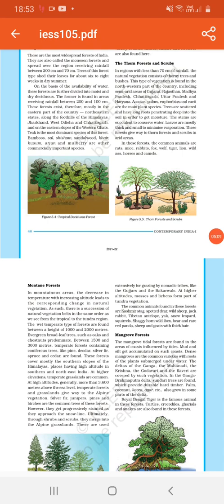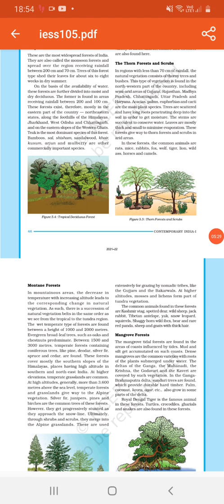The wet temperate type of forest is found between a height of 1000 to 2000 meters. And ultimately, through shrubs and scrubs, they merge into alpine grassland. These are used extensively for grazing by nomadic tribes like Gujars and Bakarwals. At higher altitudes, mosses and lichens form part of tundra vegetation.